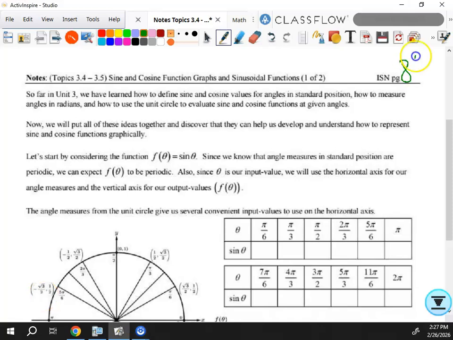All right, this is going on page 86 when we are done. Starts with, so far in Unit 3, we've learned how to define sine and cosine values. Remember, they have to be in standard position. We're measuring the angles in radians, and we're using the unit circle.